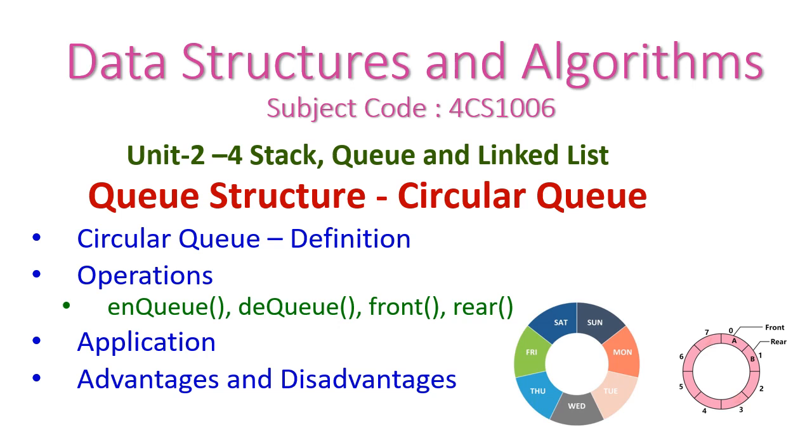In today's data structure class, we will see the circular queue from second unit. In this class, we will see the definition and the operations. Like a normal queue, here also we have enQueue, deQueue, front and rear. After that, let us see some of the applications of circular queue, then the advantages and disadvantages of circular queue over the normal linear queue, right? So these are the topics we will see in today's class.